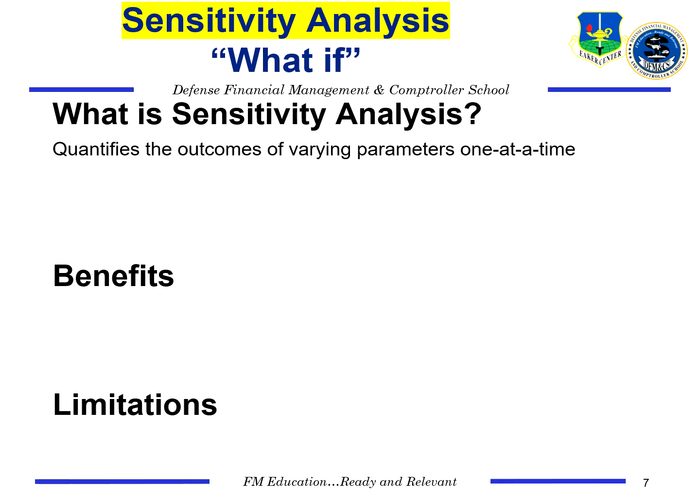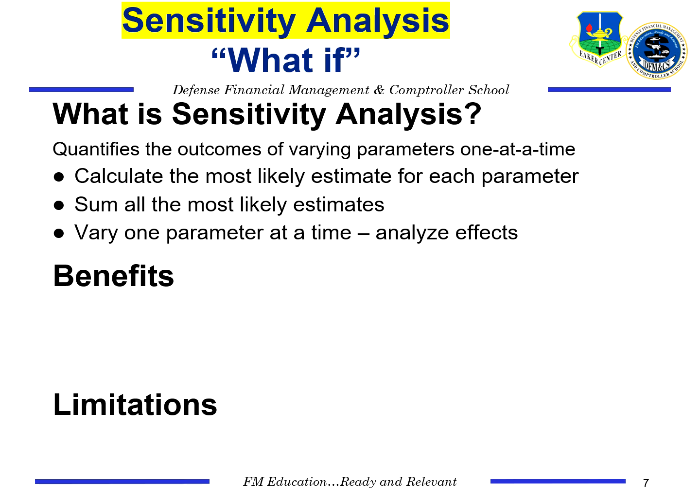So first up, we're going to talk about sensitivity analysis, which quantifies the outcome of varying parameters one at a time. It allows you to calculate the most likely estimate for each parameter. It gives you the sum of all most likely estimates. You can only vary one parameter at a time and analyze the effects of that parameter.